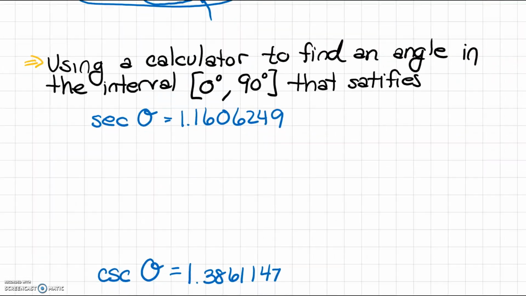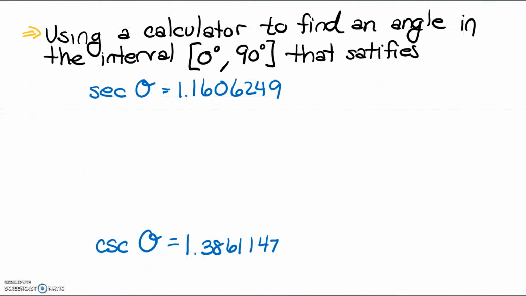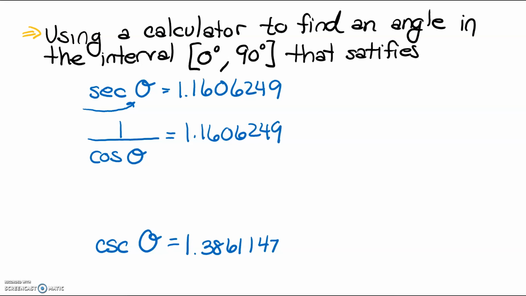All right, so how about if you wanted to find an angle using a calculator, an angle in the interval of 0 degrees to 90 degrees, that's Q1, with quadrantal angles 0 or 90, that satisfies these conditions? Well, we know that we don't have secant. And I also know that in order to find an angle, I need to use the inverse function. So I need to convert secant to something we have on our calculator. So secant is the reciprocal of cosine. So we want the cosine of theta equals 1 over 1.1606249. All right, so how would I solve this?